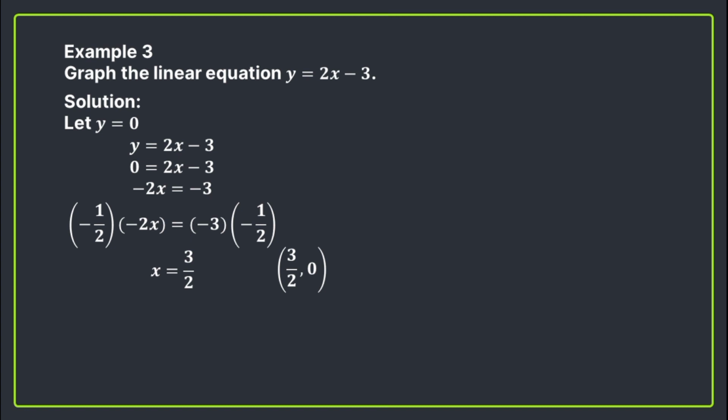And we will now find the value for the y-intercept. We let x equal 0, and we substitute the value of x, which is 0. So y equals 2 times 0 minus 3, so y equals negative 3. So we have now the point (0, negative 3).